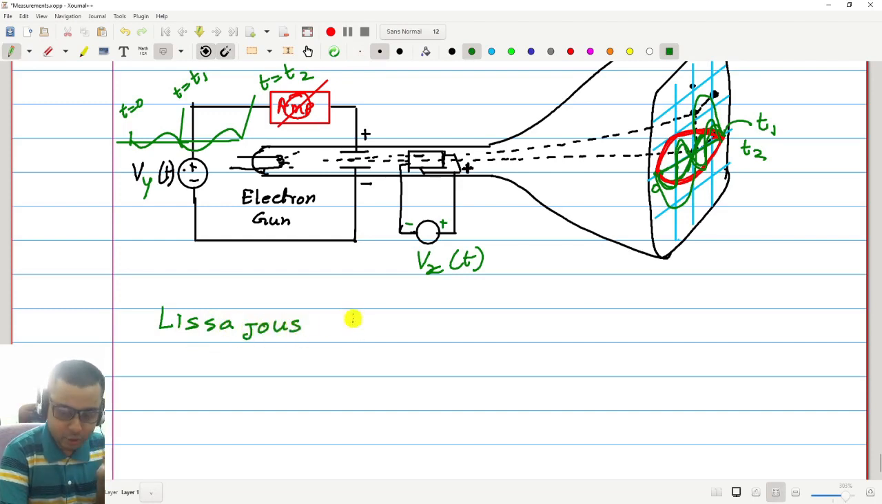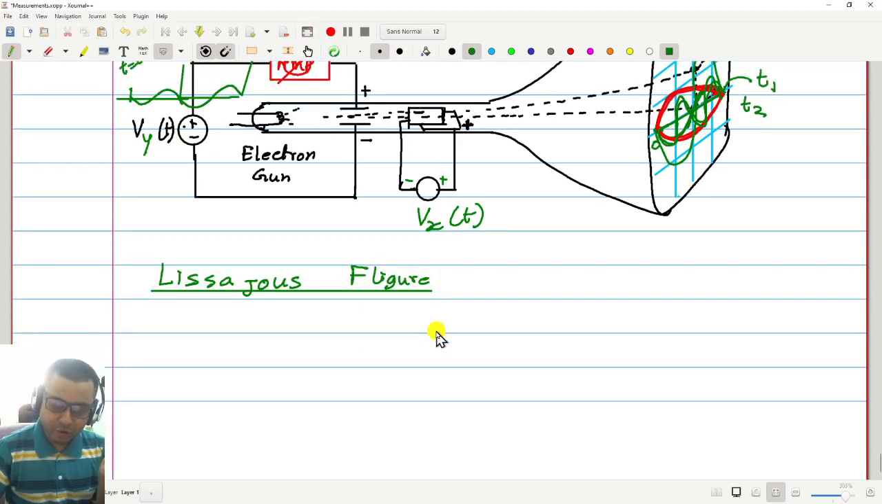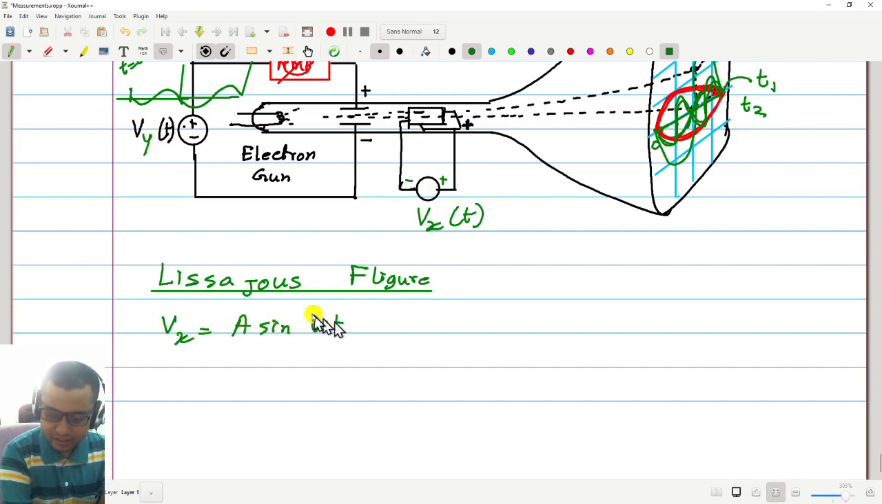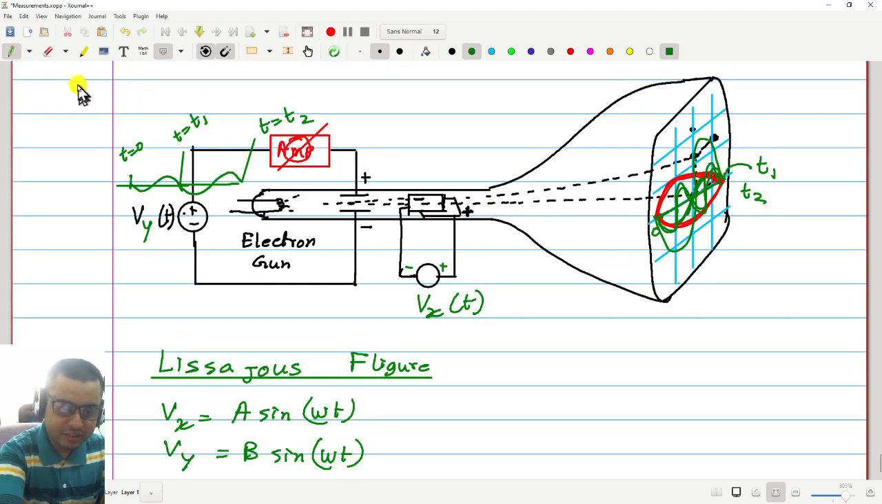Lissajous plots, or Lissajous figures or diagrams, whatever you call them. Okay, so for example, suppose I apply two sinusoidal waveforms, Vx and Vy. Suppose Vx is some A sin omega t, and Vy is also some B sin omega t. Then what will we see on screen?